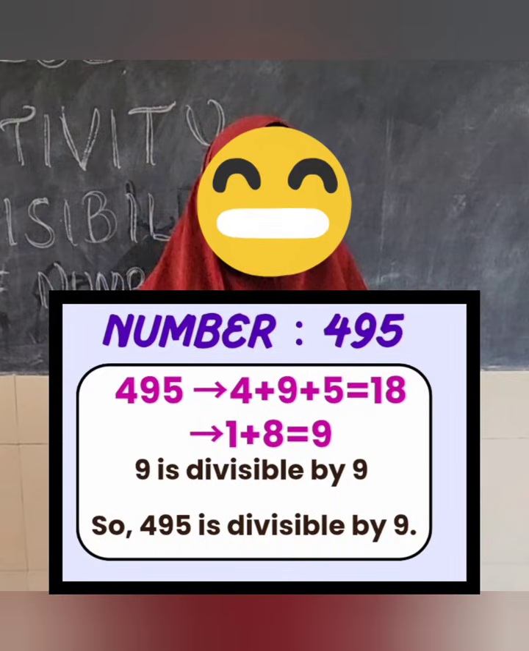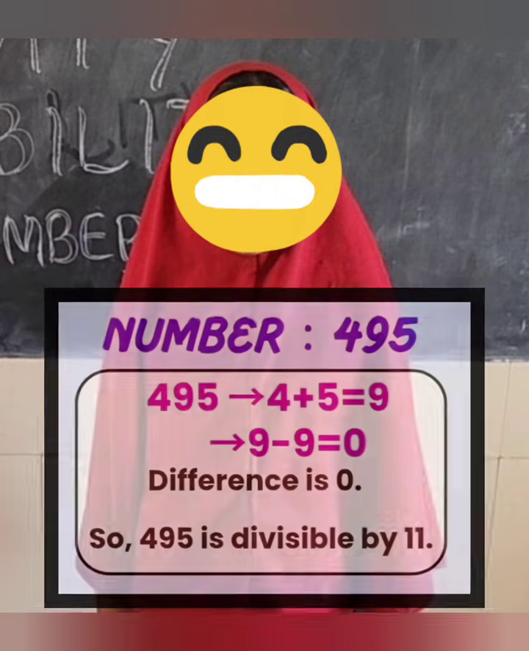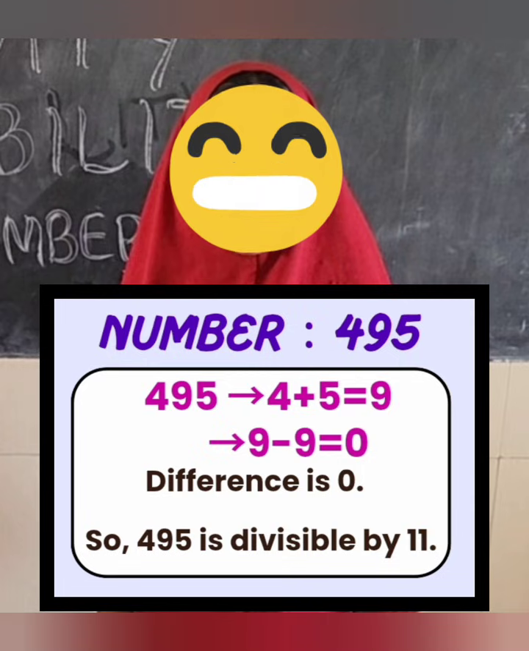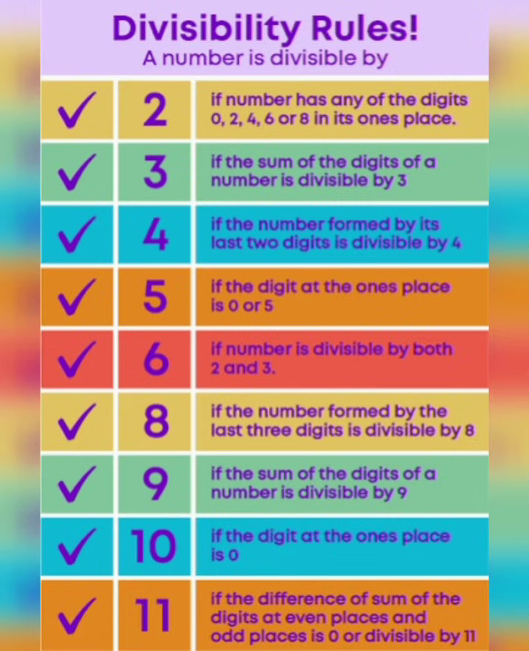Sum of its digits is 4 plus 9 plus 5 equal to 18. 1 plus 8 equal to 9. This number is divisible by 9. The given number is 495. The difference between the sum of alternate digits of the number is 0. Hence 495 is divisible by 11.